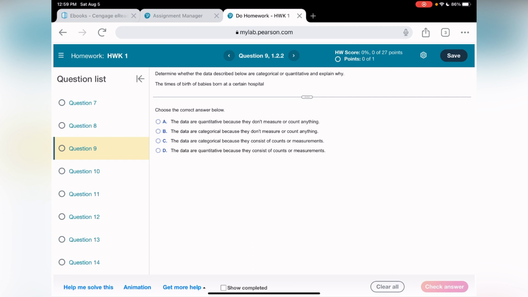We're continuing homework 1, and we continue from question number 9. Determine whether the data described below are categorical or quantitative and explain why. Before we turn to the question to solve, let's understand what is categorical and what is quantitative. Instead of categorical, we can also call it qualitative data. So what is the difference and what is what?